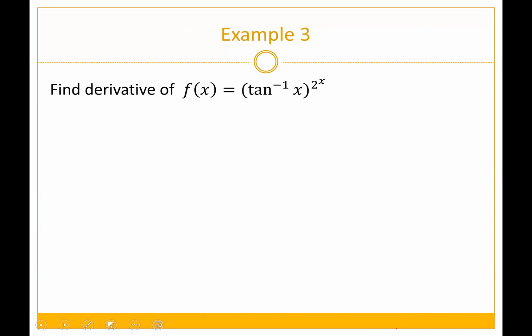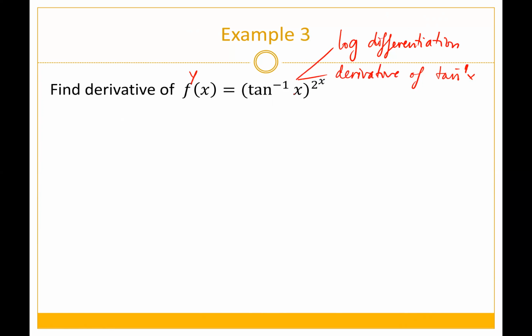That is how to do log differentiation and the derivative of inverse tangent. So that's what we're going to do. As usual, we call this one y equal to inverse tangent x to the 2 to the x. Now, the first step in log differentiation is taking ln of y, which equals 2 to the x times ln of inverse tangent x.